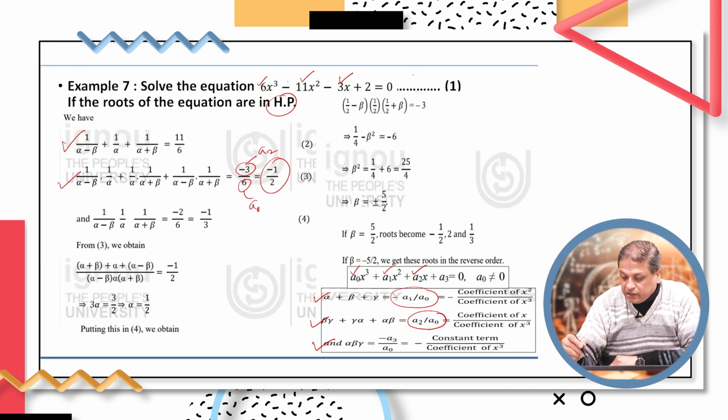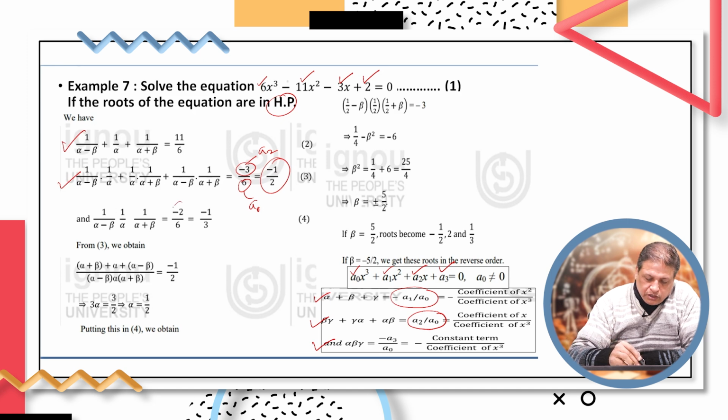And what is a3? a3 is nothing but the constant term of the cubic equation, and the constant term over here is 2. So, minus of a3 upon a0, where a0 is 6. Solving, minus 2 upon 6, you will get the answer minus 1 upon 3.